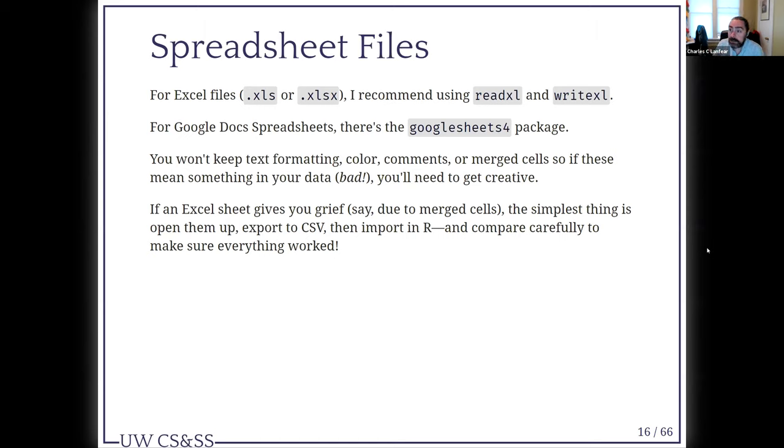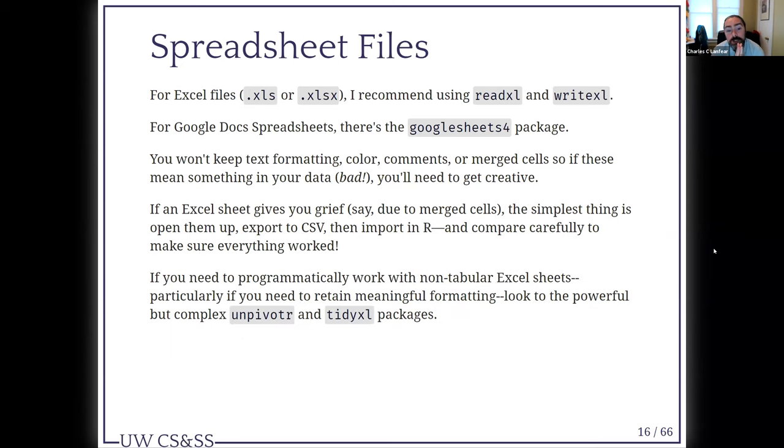If there's an Excel sheet that you're stuck with because somebody else created it and it's their fault, if it gives you grief because they've done things like merged cells, maybe it's got headers, decorative stuff in there, the simplest thing to do is to open it up, export it to a CSV file, and then import it into R and skip the whole thing. You can actually make R dynamically convert the Excel into a CSV, but that might make it come out in an ugly format.